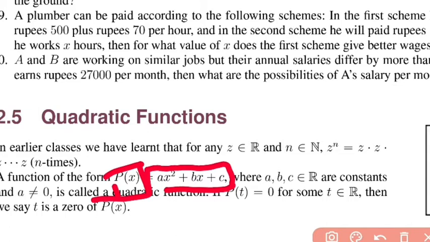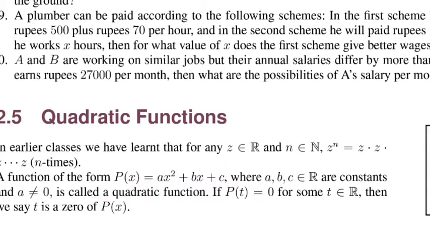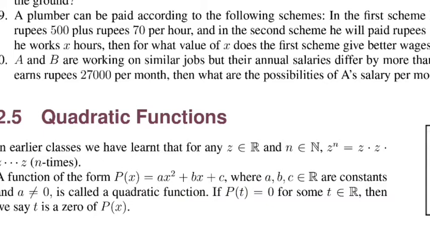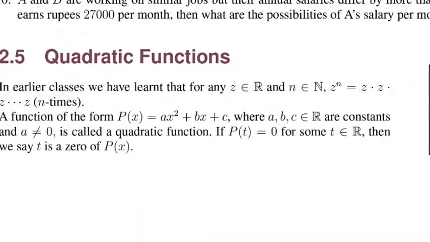So the general form of a quadratic function is ax square plus bx plus c, where a, b, c are constants and a must be not equal to 0, because if a becomes 0 then the quadratic becomes a linear equation. Suppose a becomes 0, the remaining terms are bx plus c, which is linear. Therefore a must be not equal to 0, and we assume that p of x is the quadratic function.